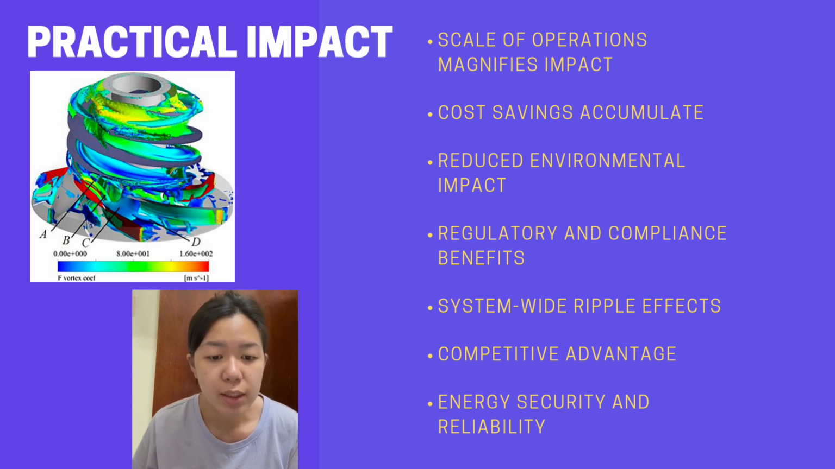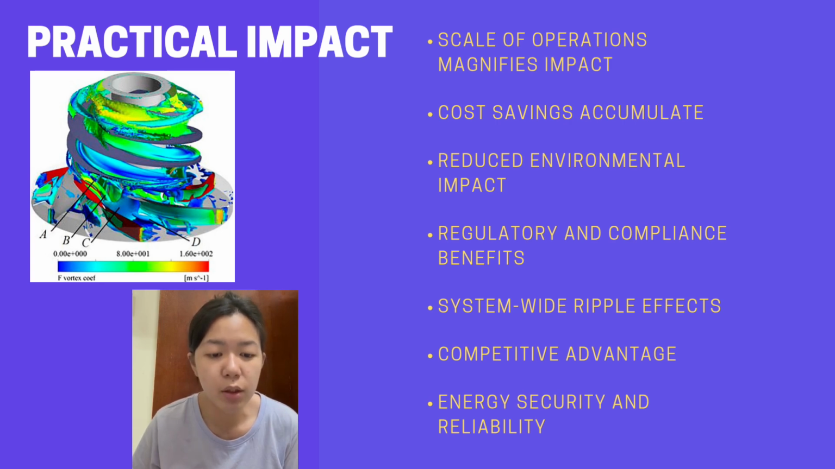In energy-intensive industries such as power generation, manufacturing, or transportation, operations often involve massive energy inputs. A small percentage improvement in efficiency can result in large absolute energy savings. For example, if a power plant consumes 1 million megawatt hours annually, a 2% efficiency improvement saves 20,000 megawatt hours. It is enough to power thousands of homes.